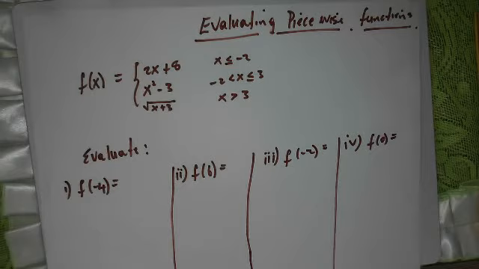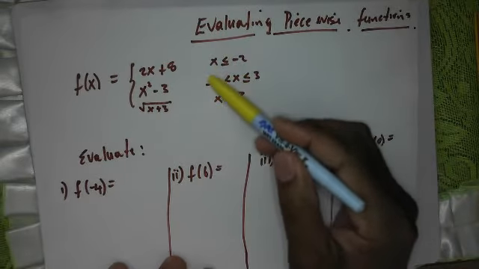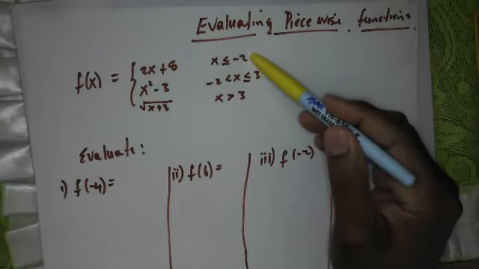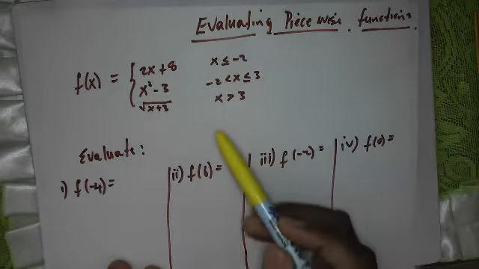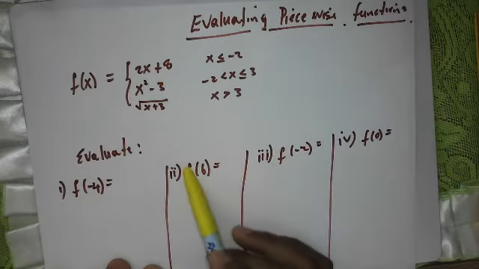This video is about evaluating piecewise functions. The main thing about piecewise functions is the constraint. This part is your constraint. The part with the inequalities, that's your constraint. It helps you to identify which function you're going to use to evaluate at a particular number.